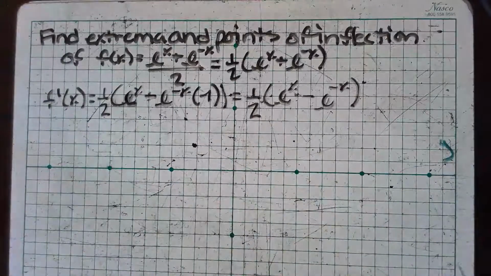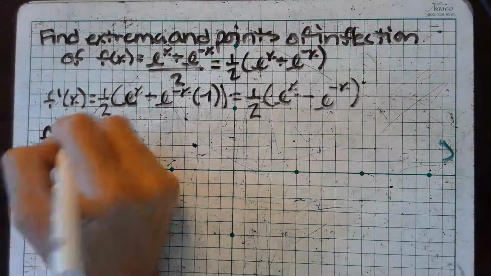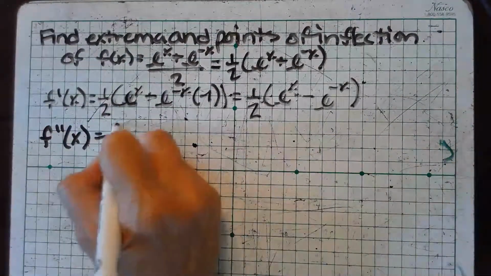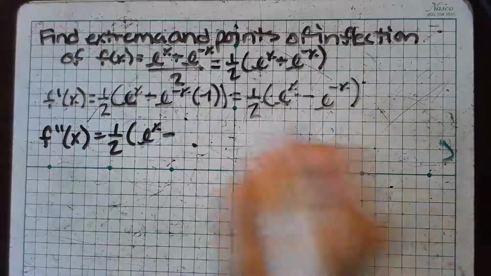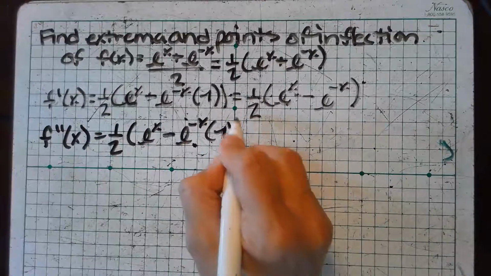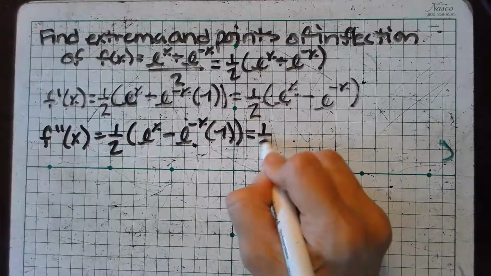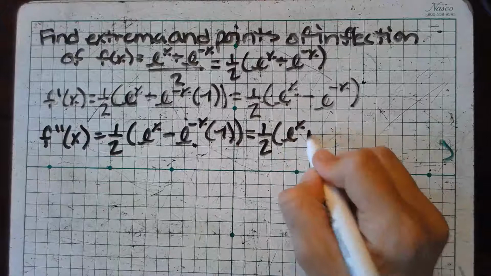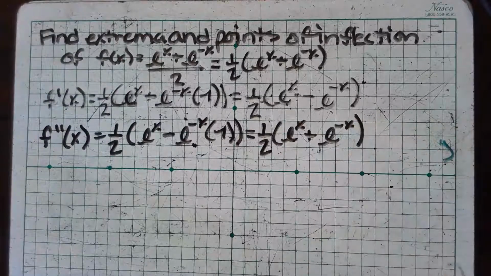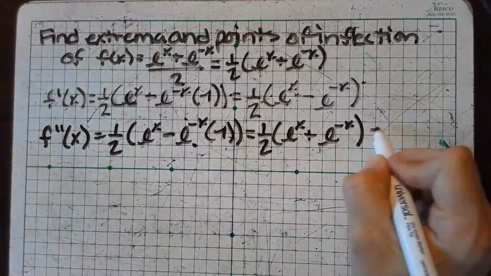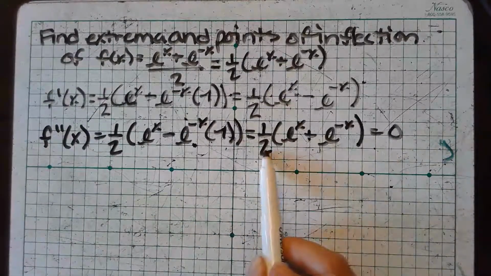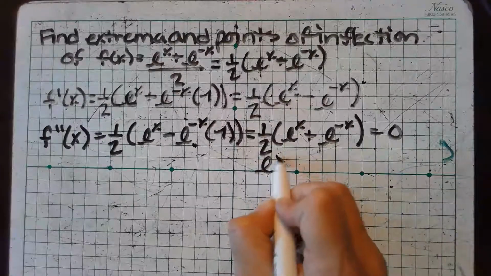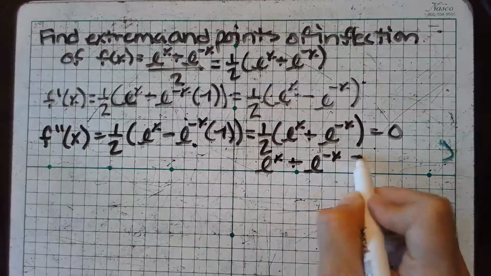The second derivative is not going to be much harder. Here I'm still going to have that 1/2 out, but the derivative of e to the x is e to the x. The derivative of this is e to the -x times -1, so it really just takes us back. Now remember, it's when the second derivative equals 0, but also changes concavity. So if I set this equal to 0 and multiply by 2, the 1/2 goes away, and I get e to the x plus e to the -x equals 0.